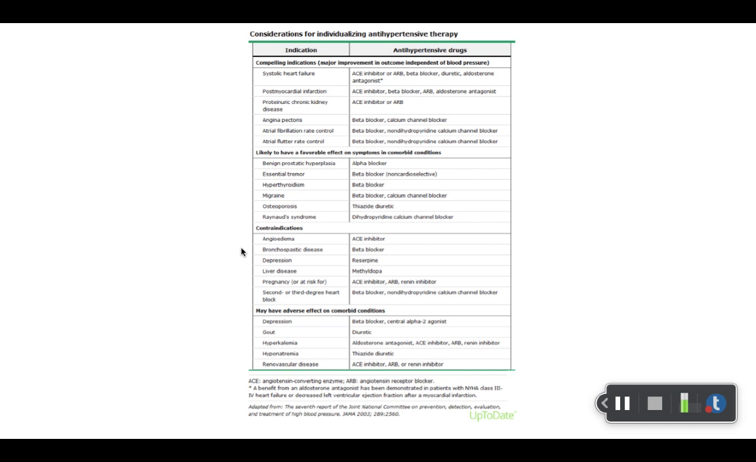Contraindications, again, I've been hopefully hammering this point home. Look at those and pay attention to those. And then again, may have an adverse effect on comorbid conditions. So classic board style question: the patient comes in, they have gout and they have high blood pressure, right? So you'll notice here the diuretics actually can make their gout worse. They can maybe cause some hyperuricemia. You guys hopefully remember that from my slides in my other lecture. And that'd be the reason why you shouldn't pick a diuretic, let's say.